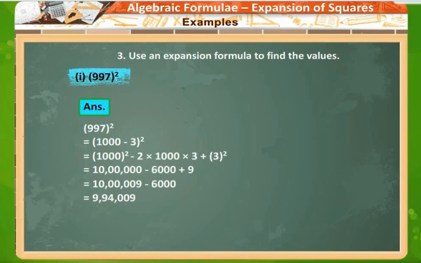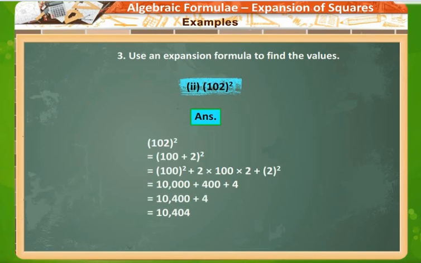So this is of the form (a - b) the whole square. So you can see 1000^2 - 2 × 3 × 1000 + 3^2. You can see the calculations, and the answer is now 9,94,009. So this is how we are going to apply it to numbers to find the values of the expanded number. This is a shortcut to calculate the squares.